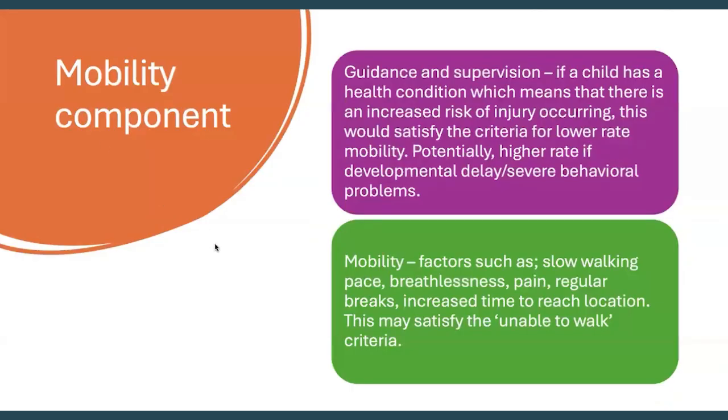So moving on to the mobility component. We've discussed for the lower rate, it would be assessed on what's called guidance and supervision. So if a child has a disability or a health condition, meaning that there is a risk of injury occurring with regards to developmental delays, severe behavioural problems, they may be able to qualify on that. And in terms of the higher rate, as we've mentioned, factors such as slow walking pace, breathlessness, pain are all factors that could satisfy the unable to walk. So unable to walk would really mean if one is unable to walk, again, equivalent to someone that doesn't have the health conditions. So a child of an equivalent age.